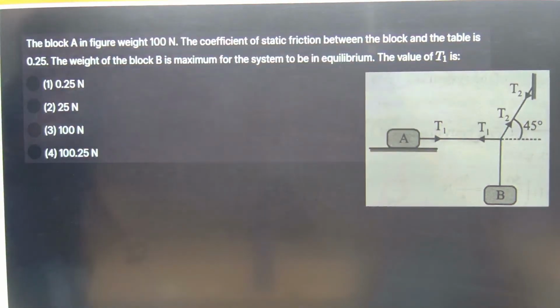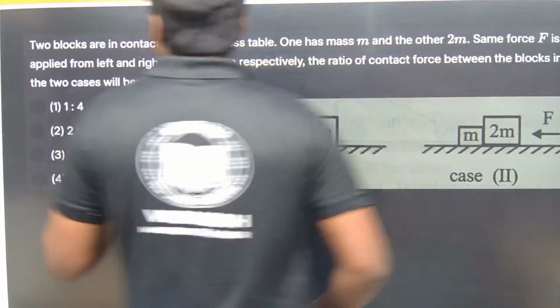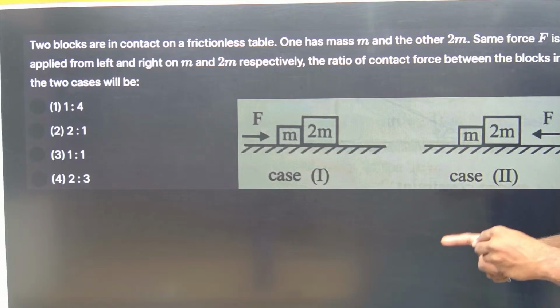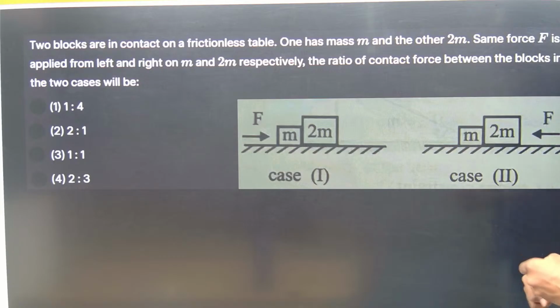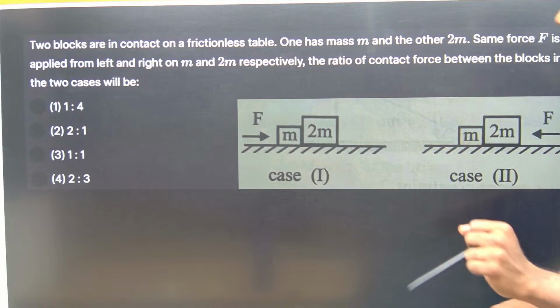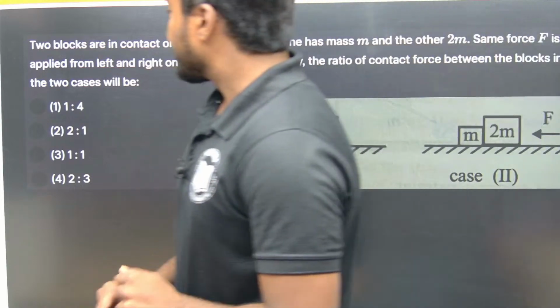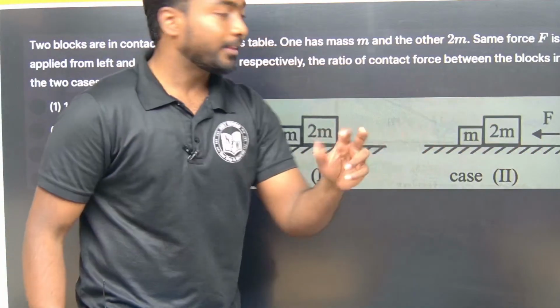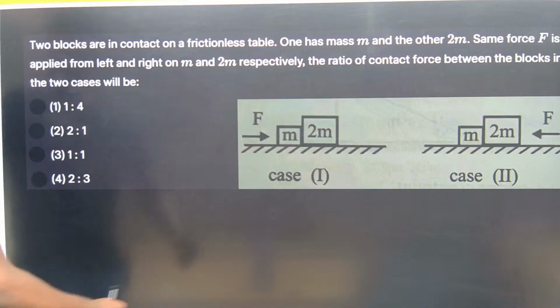So the next question is, two blocks are in contact on a frictionless table, one has mass m and the other has mass 2m. The same force F is applied from left to right, and right to left, on m and 2m respectively. The ratio of contact force between the blocks in the two cases will be. So they are asking what is the contact force between the two blocks, that means the normal force, right?